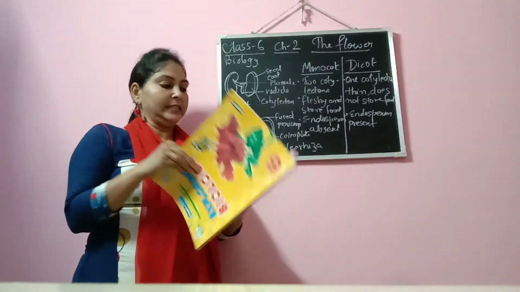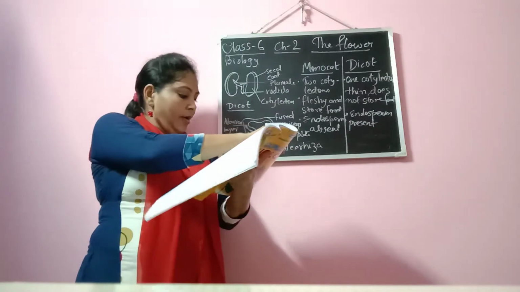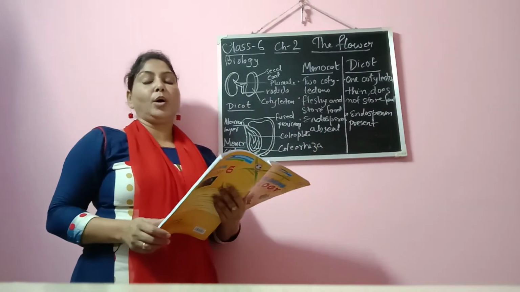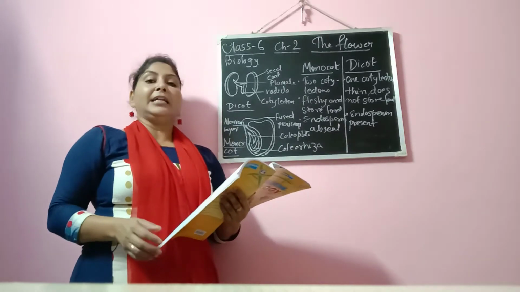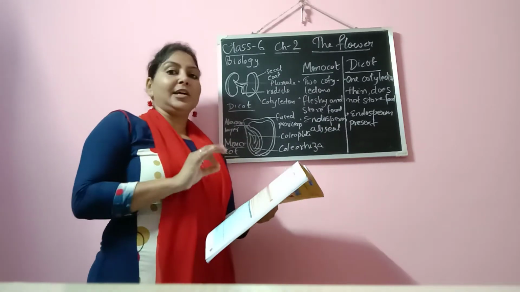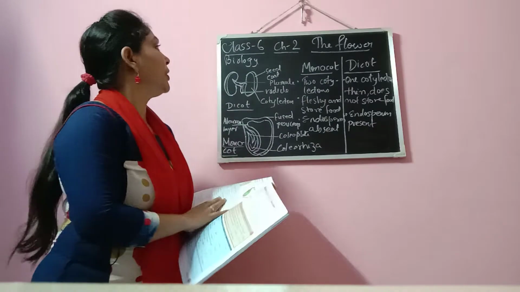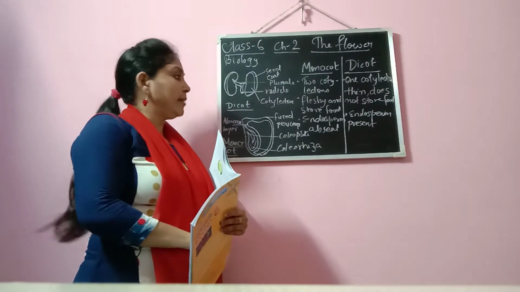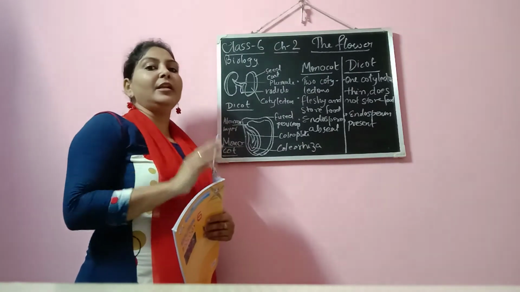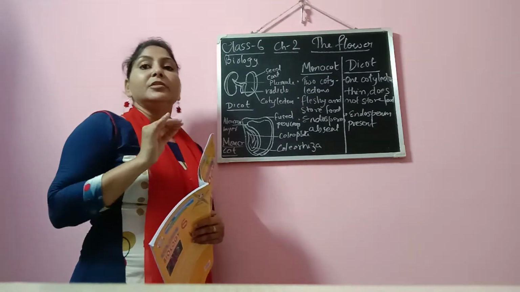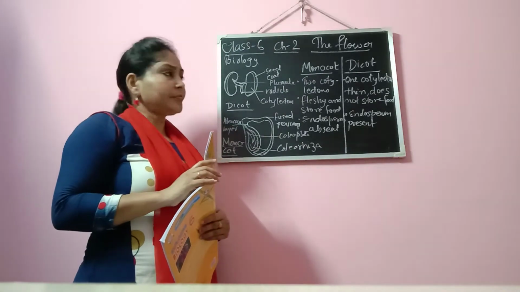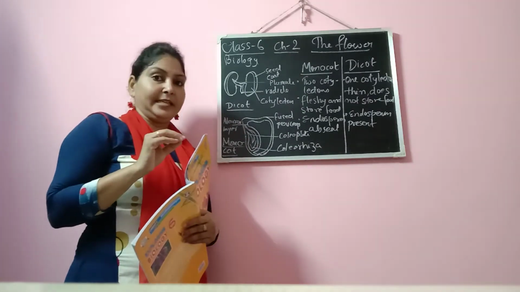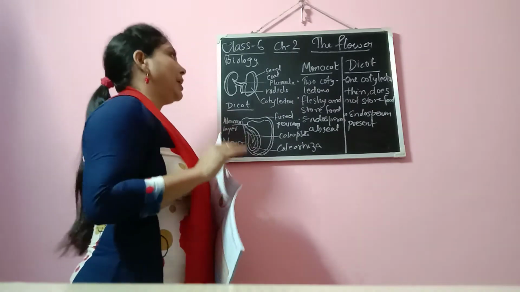If you look in your book, page number 32, the diagram of dicot and monocot seed is given. At the same time, the various parts are also labeled. Okay, so here also I have drawn the diagram of dicot and monocot seed. First we will try to learn about the structure of dicot seed. You can see I have drawn the structure of bean seed and the various parts of the bean seed.